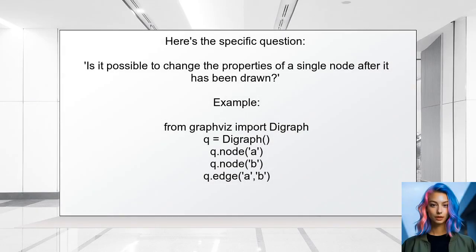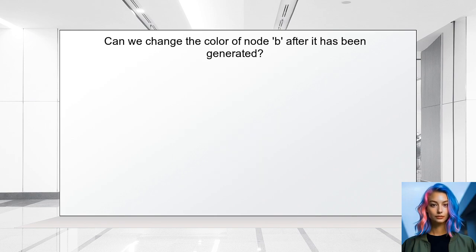Let's dive into the specific question at hand. One user asked, is it possible to change the properties of a single node after it has been drawn? They provided an example where they created a simple graph with two nodes and an edge, but they want to know if they can change the color of node B after it has been generated. Sound familiar? Let's find out together.